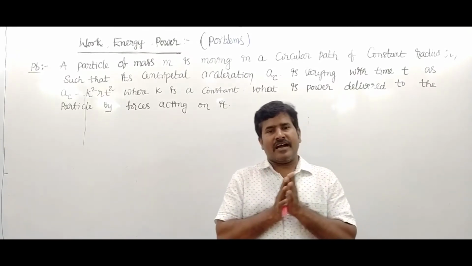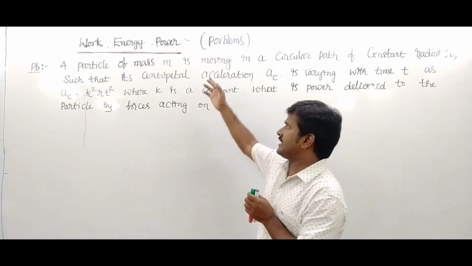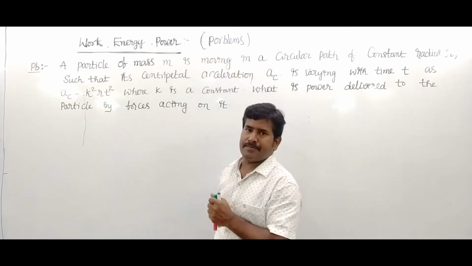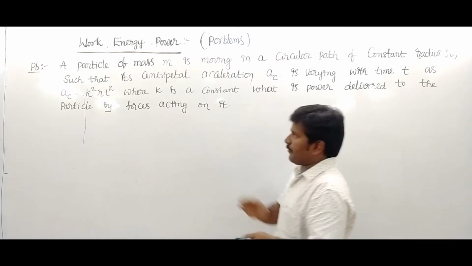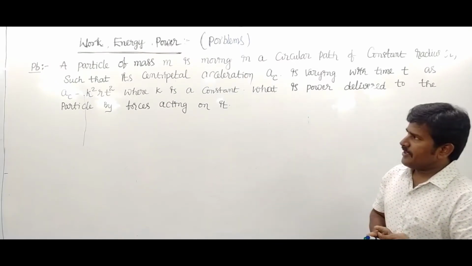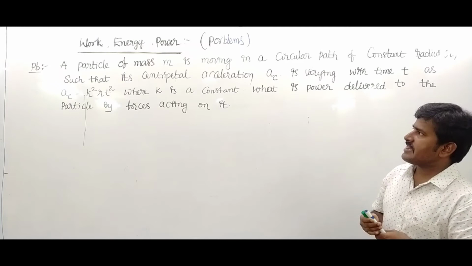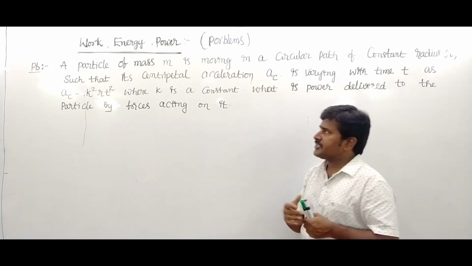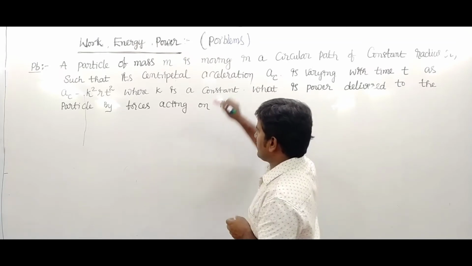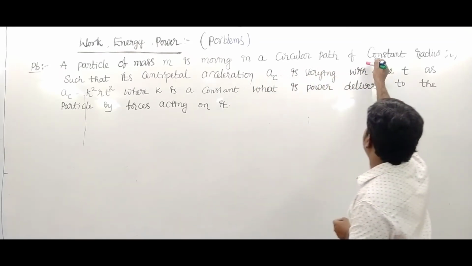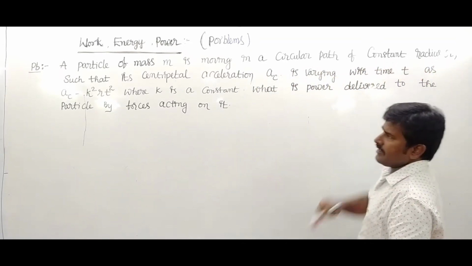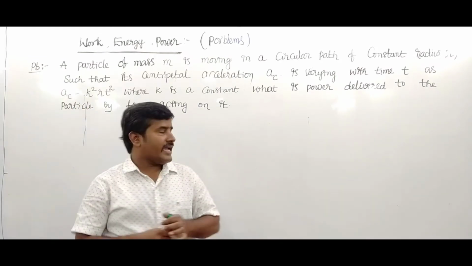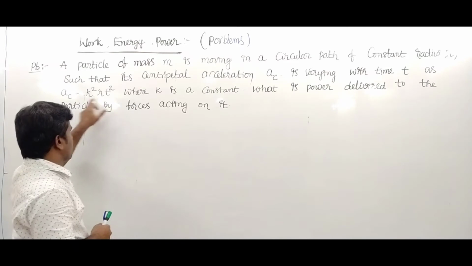Hello, we will continue the concept of work, power, energy, and the related problems. Given one problem: a particle of mass m moves in a circular path with constant radius, with a centripetal acceleration k square r t square.